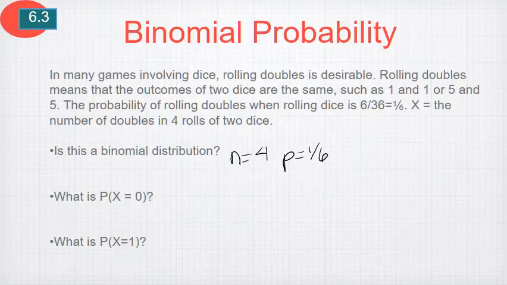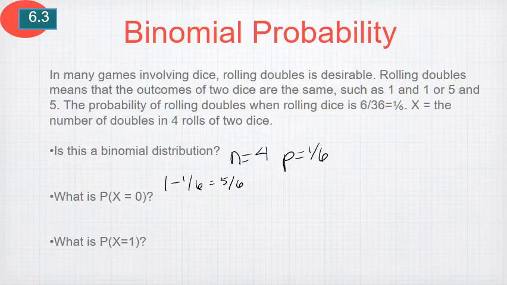Okay, so it's asking, what is the probability that X equals 0? Well, what does it mean by that? When it says X equals 0, it means that there are no doubles. So 4 rolls, all are not doubles. Since we know the probability of getting doubles is 1/6, we use our complement rule: 1 minus 1/6 is 5/6. So our probability of not getting doubles is 5/6.